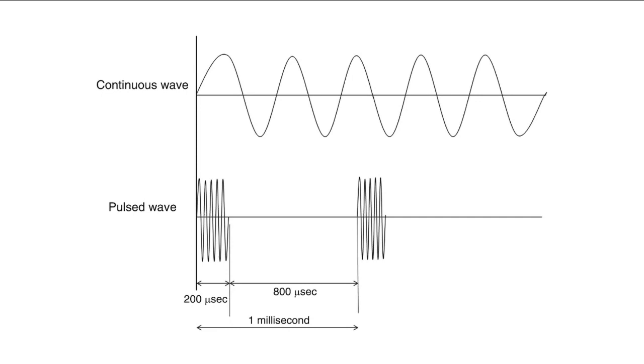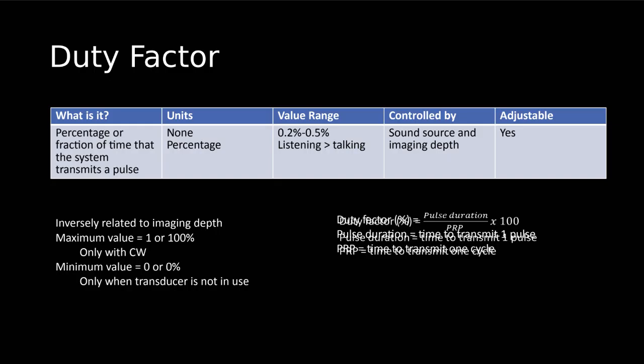But if we were to, let me go back to our slide here. If we were to use continuous wave ultrasound, you are constantly sending in sound waves, right? So your percentage is going to be 100 for continuous wave ultrasound, or 1. That is only for continuous wave ultrasound because it is not listening at all, right? It's just only talking. It's only transmitting the sound wave. Now, again, with continuous wave ultrasound, if you're not using the transducer, right? You're not sending in that continuous wave into the body, your value is going to be 0 or 0%.